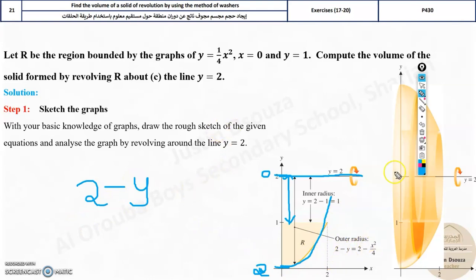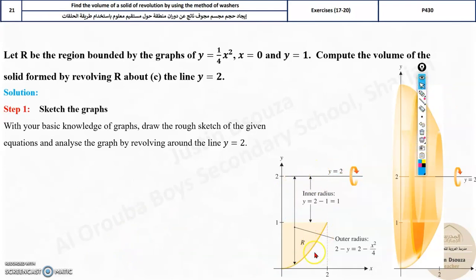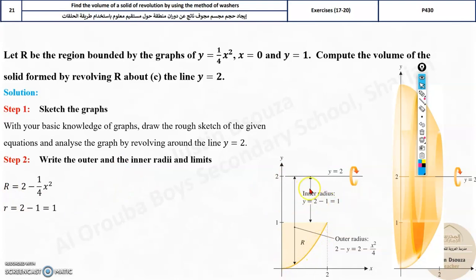What is that equation 2 minus y equals to? That is quarter x squared, 2 minus 1/4 x squared. This is the outer radius. From here, that is outside, outermost, whereas the inner one is nearby. So you can see over here, outer radius is given by 2 minus 1/4 x squared, whereas the inner radius is 1. That's it. And then the limits, we have already done this in the previous section just a while ago.